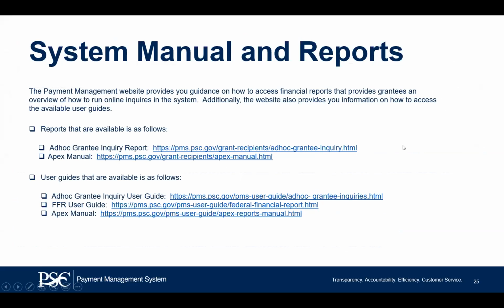There are several manuals and reports in PMS that are available to you. You have your ad hoc grantee inquiry report, where you can run multiple queries on authorizations, your payment history, your account balances, and grant information. We also have a manual for the Apex reports. Also, you will see your user guides for FFR, inquiries, and Apex reports.